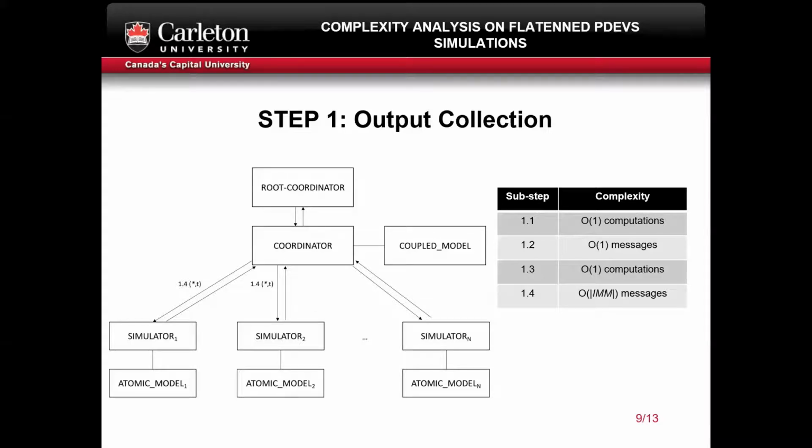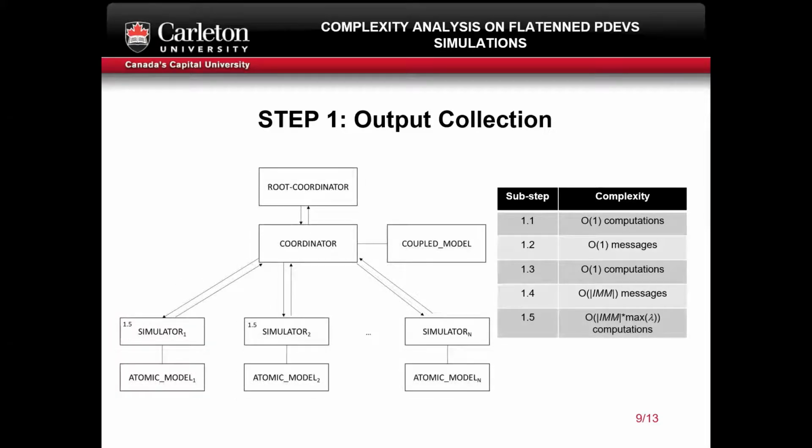And it's very interesting to notice in 1.4 that the number of messages sent is only to those simulators that are imminent, and therefore this is reflected in the complexity of this step. And this depends on the specific dynamics of the simulation. If it's only one simulator that is imminent, this will be order 1. If it's n simulators that all have the minimum time, then it will be n, and this is reflected in the complexity of step 1.4.